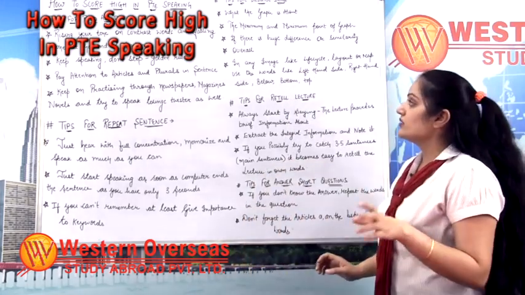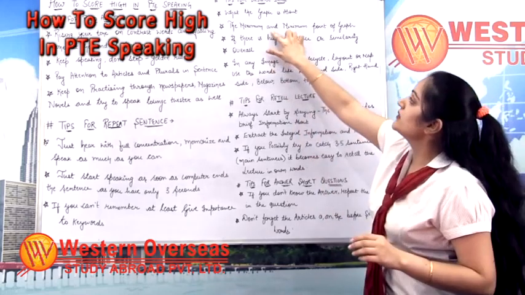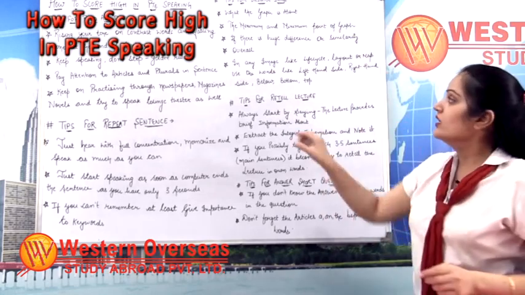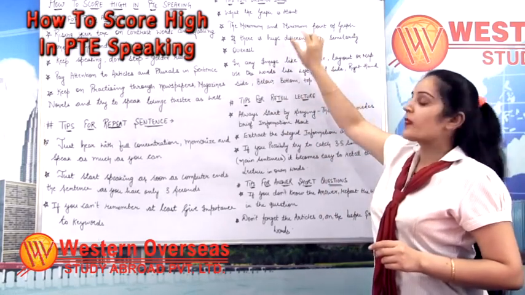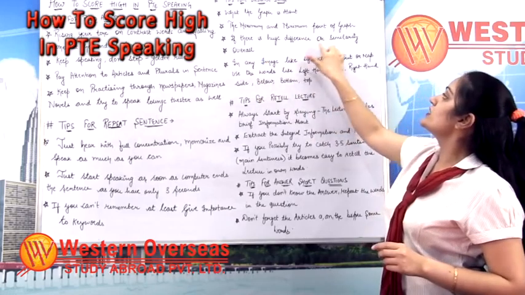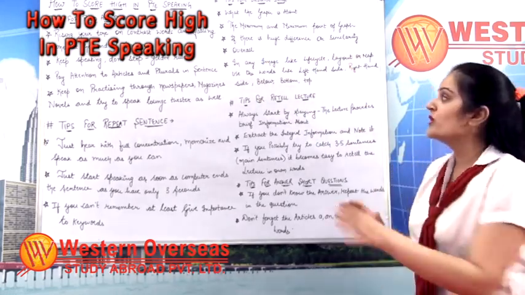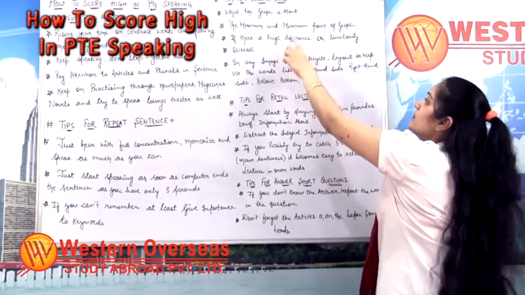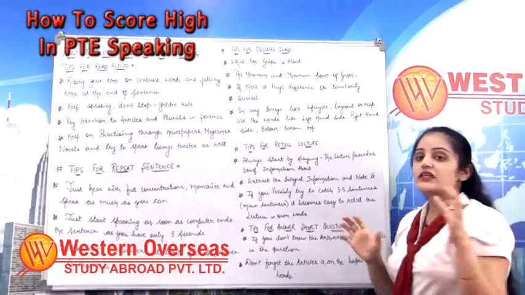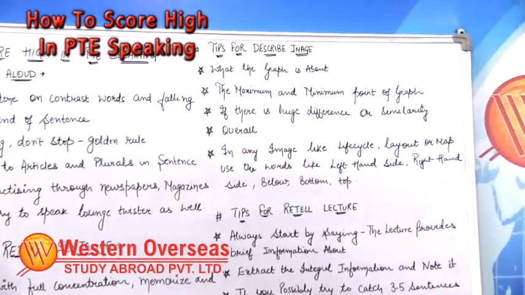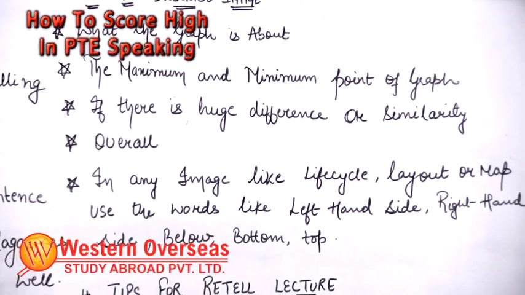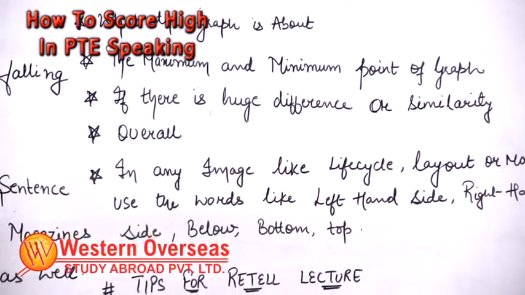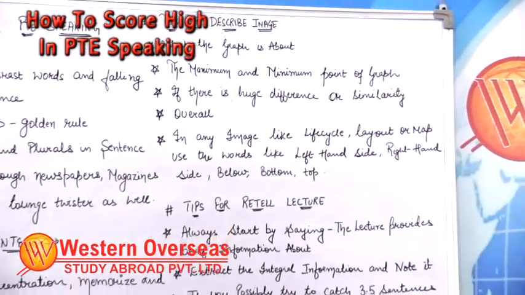The second thing that you have to speak after this is the maximum and the minimum point of the graph. This is the gist of the graph. Gist means the main part of the graph. The third thing, if there is any huge difference or similarity, then you also have to speak. The maximum point, the minimum point, the huge difference and the similarity are the gist of the graph, the gist of the image, and it helps you get high scores, because if you have described these, it means you have described your graph very well.